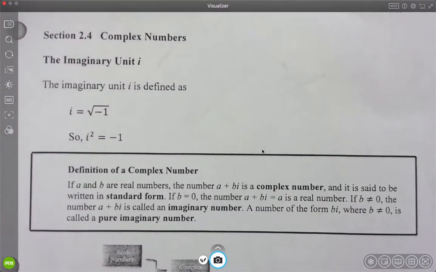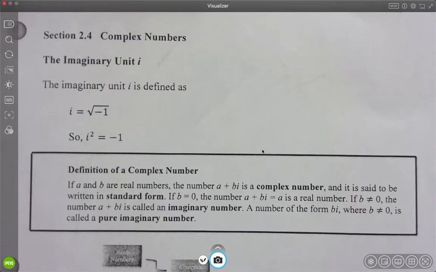All right, Calc, this is section 2.4, dealing with complex numbers. There's a bunch of problems on the back side of this note sheet. There's quite a few of them, but they generally go by pretty fast, or they're not a whole lot of work. So I'm going to try to go through this pretty quick.